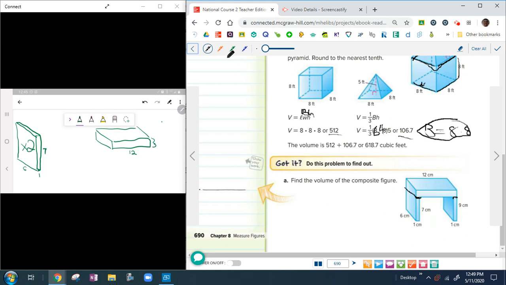It looks like, I'm going to change colors. All right, it looks like all the way top to bottom of the shape is 9. It looks like part of the way up is 7. So therefore, 7 plus what is 9? 7 plus 2. So that little dimension there that I'm missing is going to be over here on my drawing, or sorry, over here is 2.